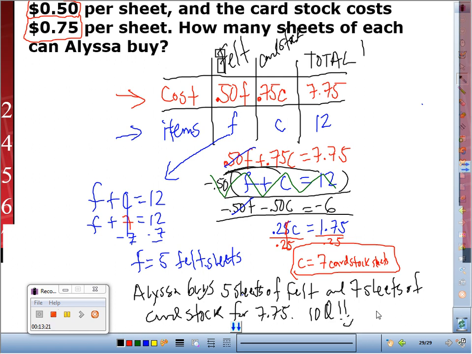So let me break down the points, how this is going to be graded. 1 point, you got to make sure you fill in your table correctly.